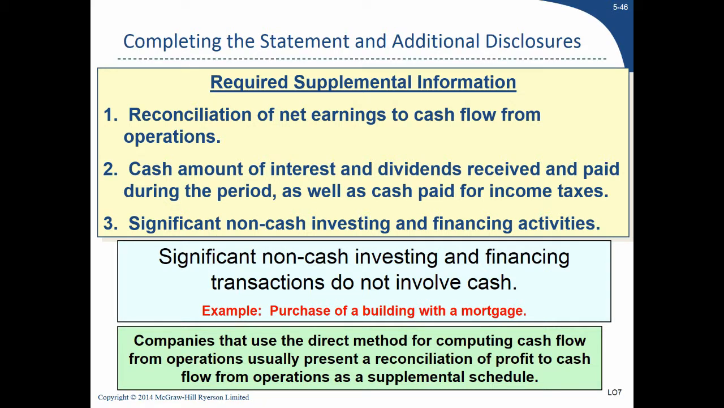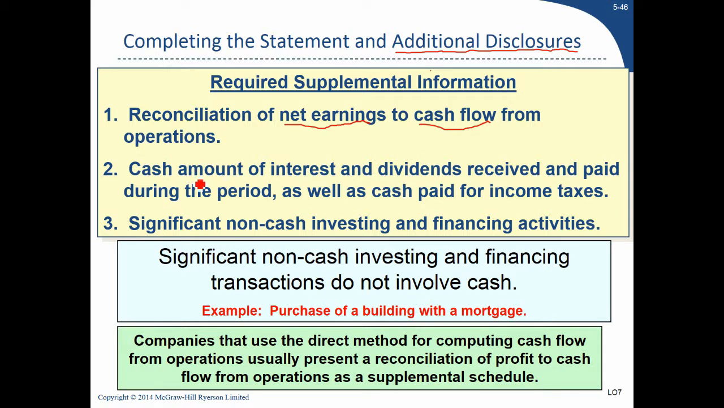Okay, so IFRS requires what's called additional disclosures on the statement of cash flows. You have to show a reconciliation of net earnings to cash flow, which we do have, right? That's where you start from your net earnings of 4 million and cash flow from operations of 10 million.